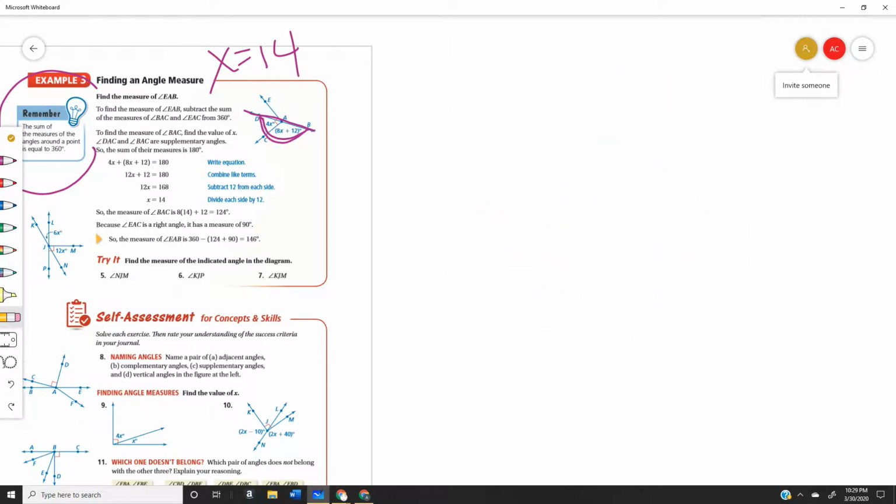So now I know that x equaled 14. That's great to know, but it still doesn't tell me what this angle right here is, what angle EAC is, or BAC. So what I'm going to have to do is plug in 8 times 14 plus 12. Okay? So all I did was plug 14 in for x right there, so I can find the measure of that BAC angle. Now, 8 times 14 is going to be 112.